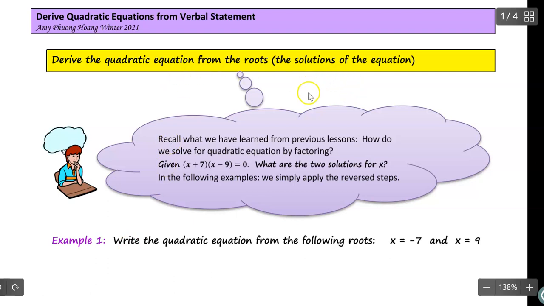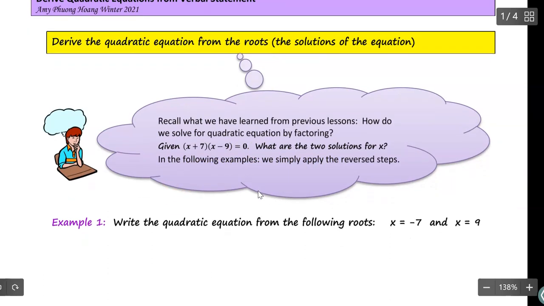Let's say we have a quadratic equation, and once we factor it, we end up with x plus 7 multiplied by x plus 9. Because a quadratic has three terms, ax squared plus bx plus c equal to 0, and because of factoring, we end up with the product of two binomials. So in this particular statement, you can see that x is equal to negative 7 and x is equal to 9.